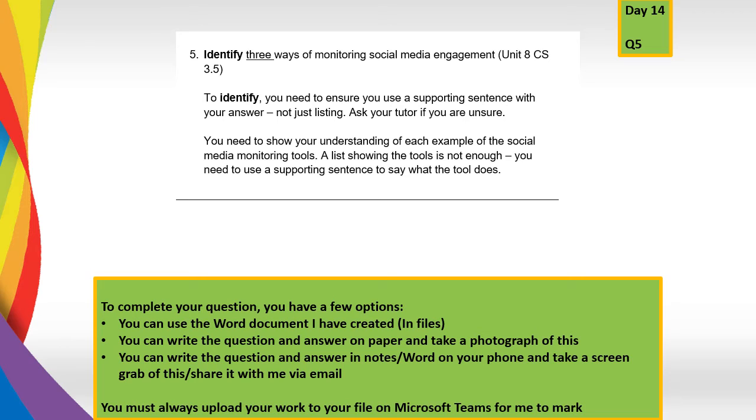So I would like you to identify for question 5 3 ways of monitoring social media engagement. Remember that you need to use a supporting sentence with your answer, so it's not just a list, which means you need to show your understanding of each example. This is where the research from your live session or from researching now will really come in, because what I don't want to see is you using the exact sentence that I've given you. Please pause this video whilst you complete the question.